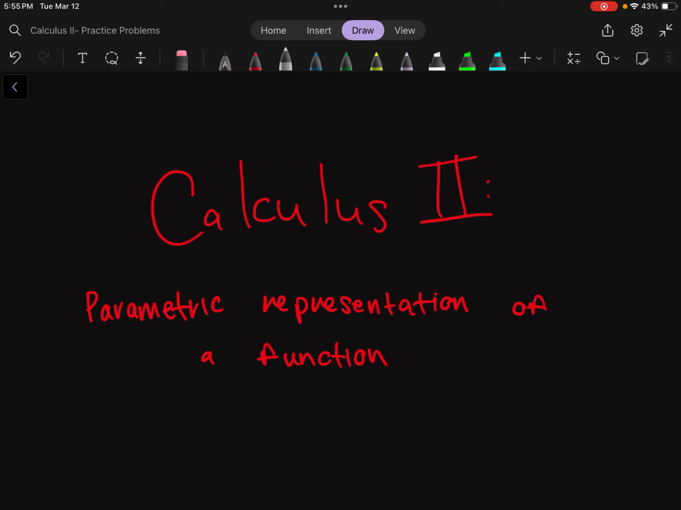Welcome back to Calculus 2 practice problems. Today we're doing parametric representation of a function. In the last video, we looked at improper integrals. In the video before that, we looked at approximating integrals with the trapezoidal and Simpson's rule. In the video before that, we looked at differential equations.